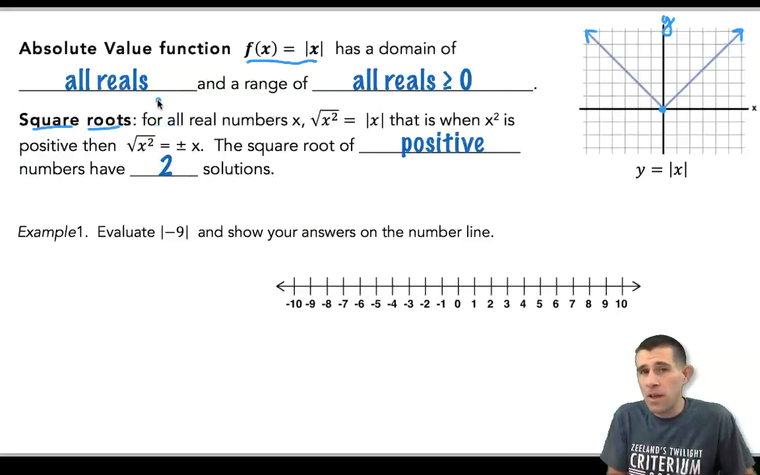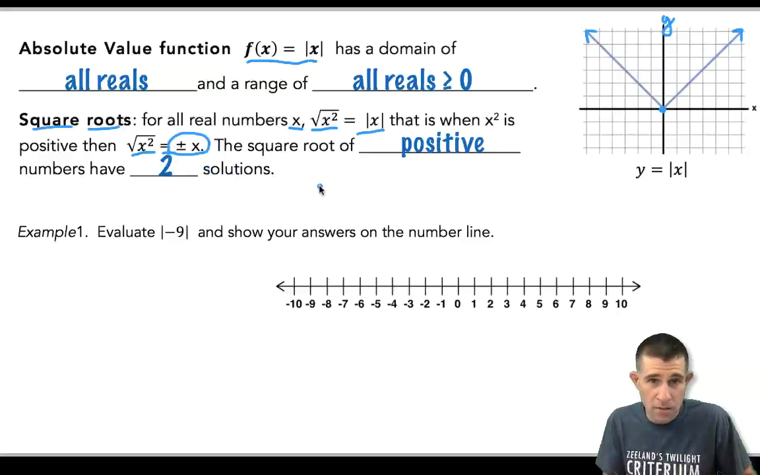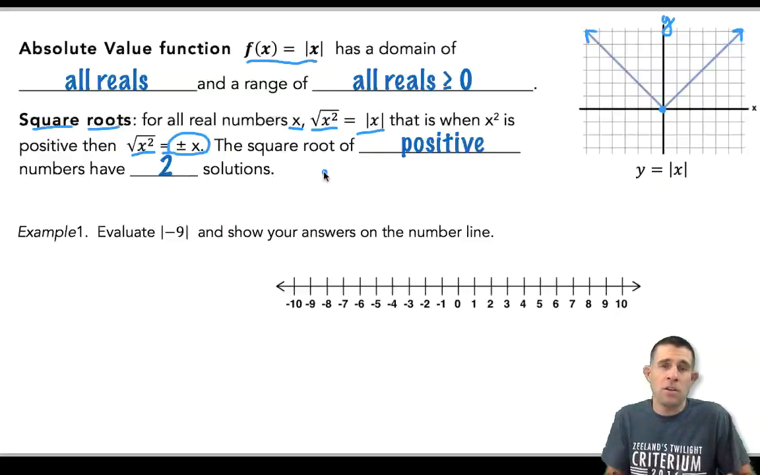Square roots and absolute value functions are somewhat closely related. For all real numbers x, the square root of x squared is equal to the absolute value of x. That is, when x squared is positive, the square root of x squared has to be equal to both the positive and negative values of x. We'll show you what we mean here with an example.